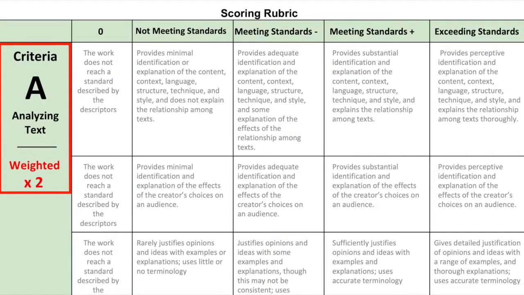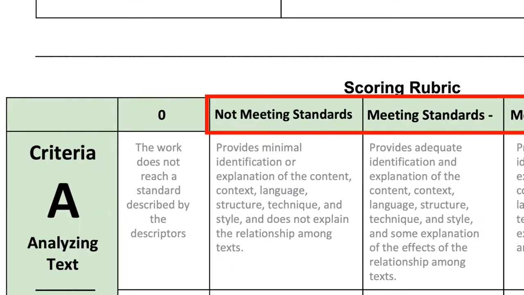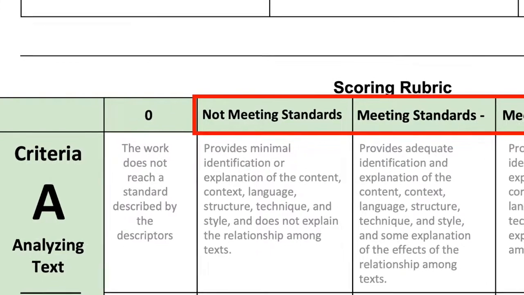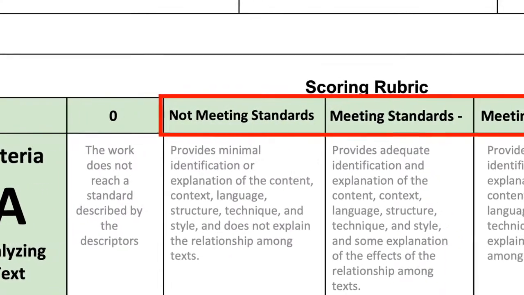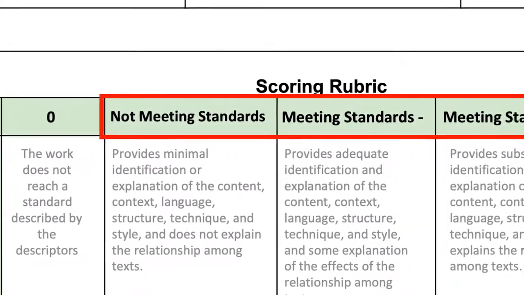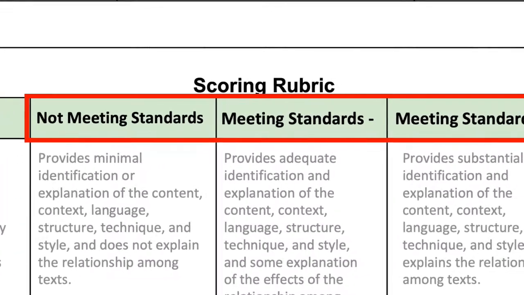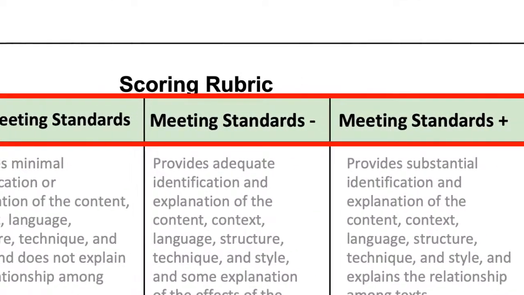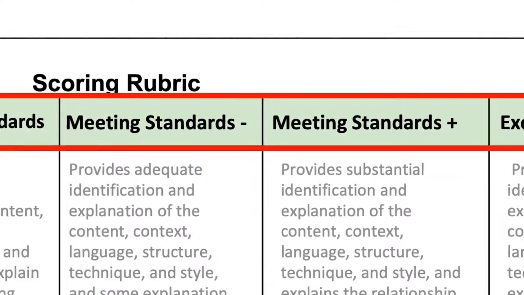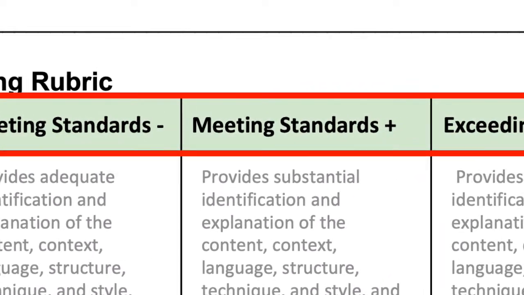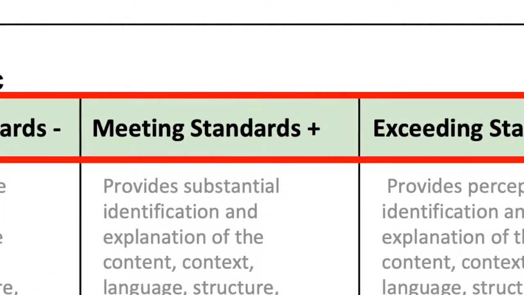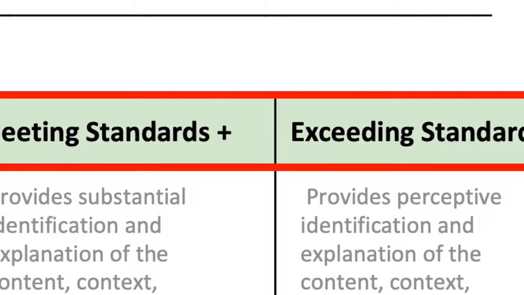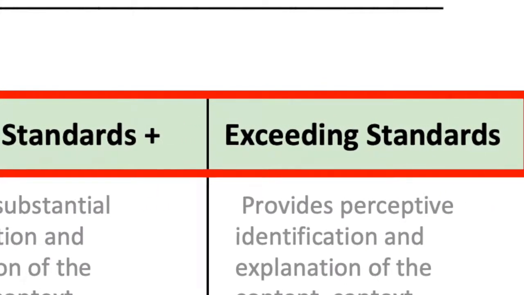The first criteria you will be assessed on is analyzing text. This will be weighted twice in your essay. On the scoring rubric, you will note 4 different quadrants: not meeting standards, minus, meeting standards, plus, and exceeding standards. This will be how you are assessed on this rubric. For this assessment, you will receive both a score and specific feedback about your essay.